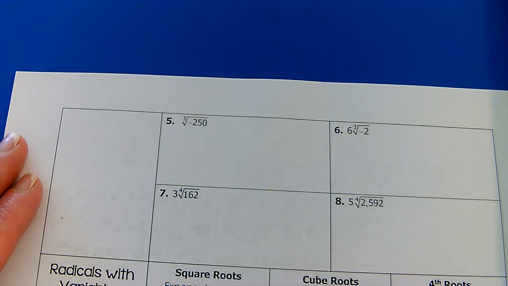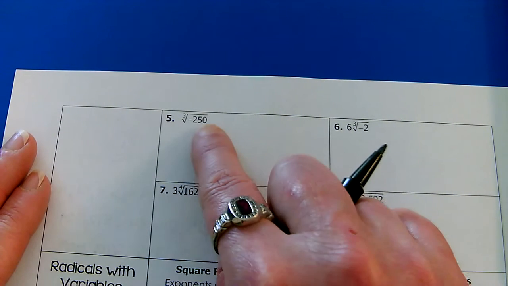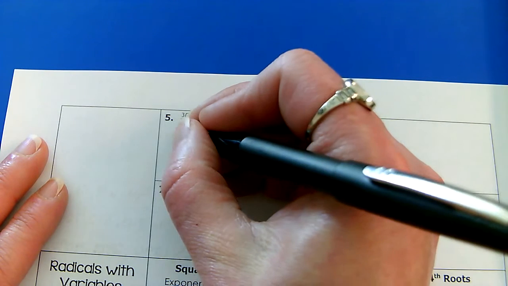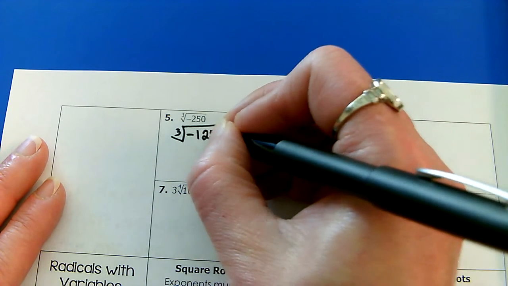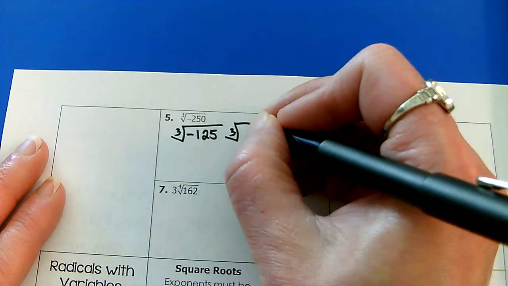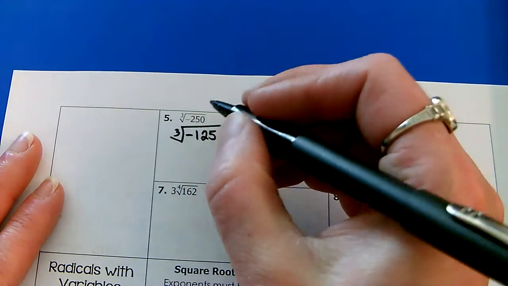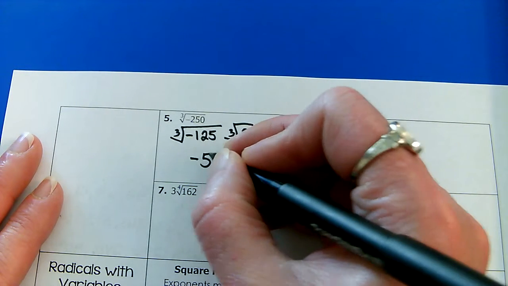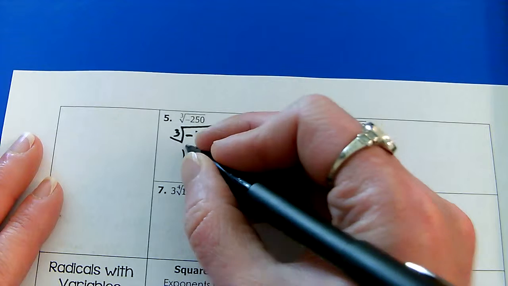Cube root of negative 250. So in the earlier example, we had negative 125. So notice I could rewrite this as negative 125 times 2. 2 times 125 is 250. And the cube root of negative 125 is negative 5. Cube root of 2.